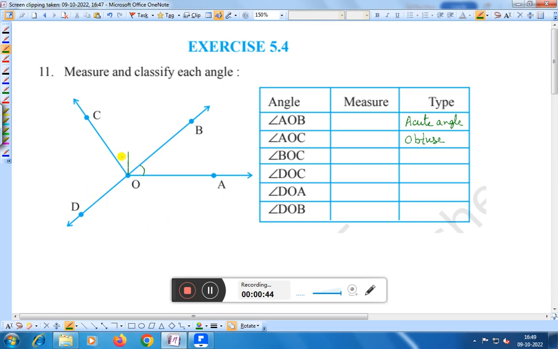Angle BOC, you have to measure, right? This is actually 90 degrees, therefore it is a right angle. BOC is a right angle.